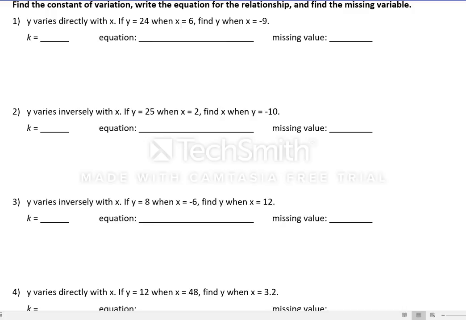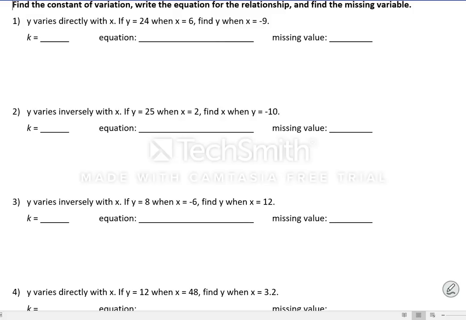All right. We are looking at direct and inverse variation problems, equations, problems, finding the constant of variation, and the missing values. We're going to get into some word problems. We'll get into some things where we can look at a graph and identify what happens when x increases and so on and so forth.